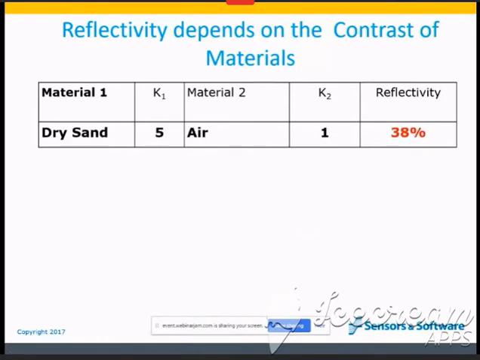So with that knowledge, let's look at the numbers again. Let's say that there's air inside our concrete or our PVC pipe. Air has a K of 1. If the dry sand has a K of 5, that's the soil around it, and the air inside the pipe has a K of 1, this gives us a reflectivity of 38%. Way more energy reflecting back to the GPR receiver on the surface. Way more detectable.